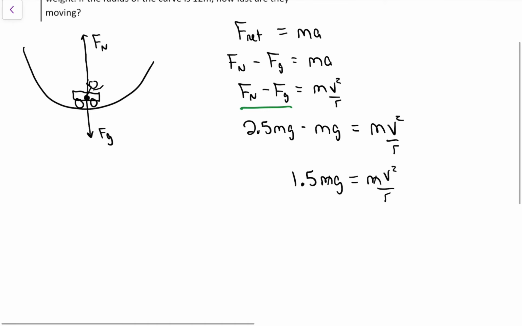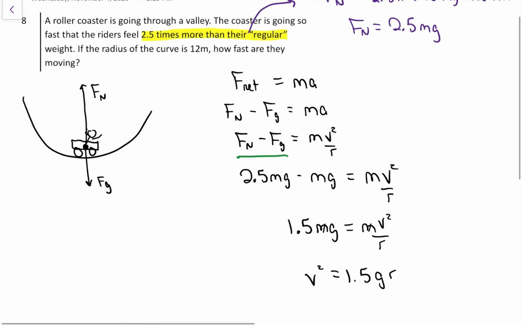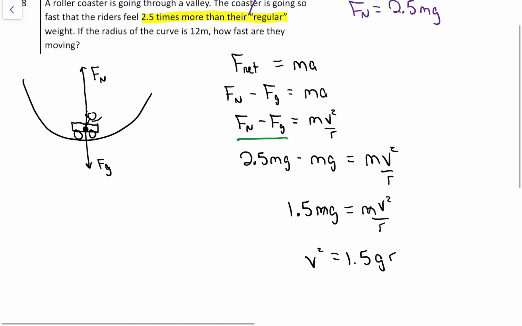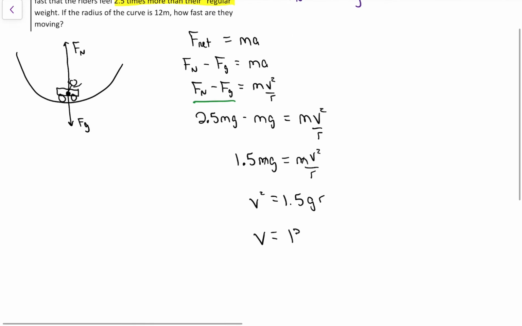The m's cancel, and in this particular one, we're asked to solve for the v. So v squared equals 1.5 g times r. You're given the r, it was 12 meters, g is always 9.8. We've got to do a square root when we're done our math. This one calculates out to be 13.